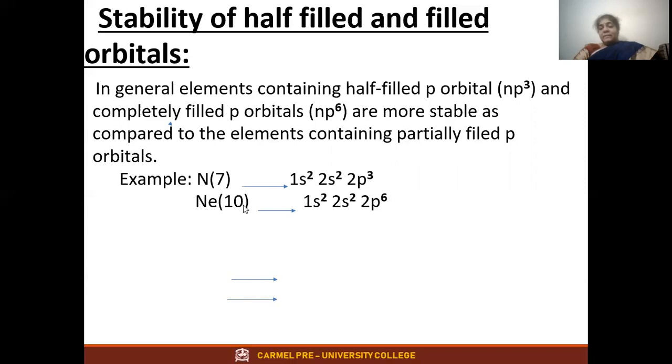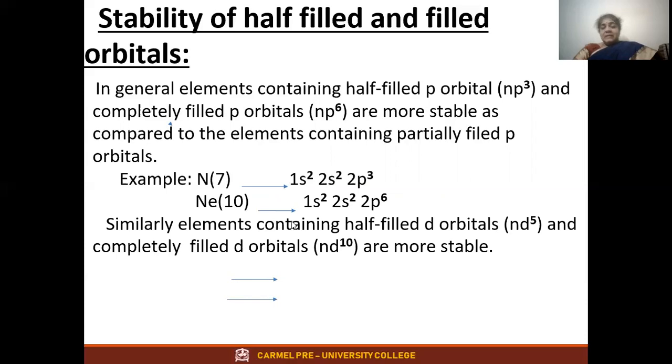Take neon. Neon has atomic number 10. So how do you write the configuration for neon? 1s2, 2s2, 2p6. It is completely filled. So nitrogen is stable with this configuration, and neon is stable with this configuration. So what do we understand here? Half-filled and fully filled orbitals are more stable.